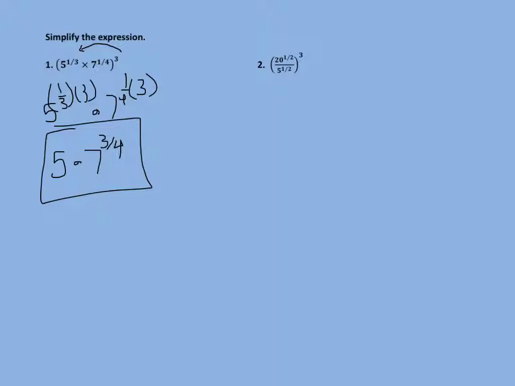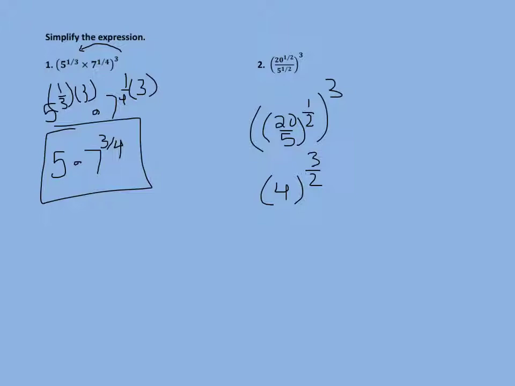Now, see how the exponents are the same? So that means I could do this. Well, what's 20 divided by 5? 4. 1/2 times, so power to a power means multiply, so 1/2 times 3 is 3/2. So I have 4 to the 3/2 power, but what is that?